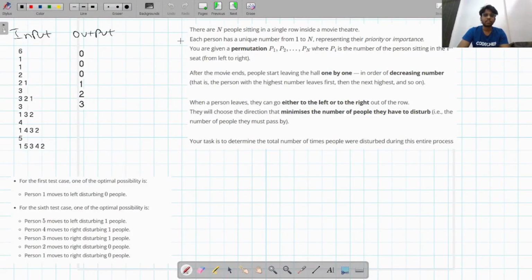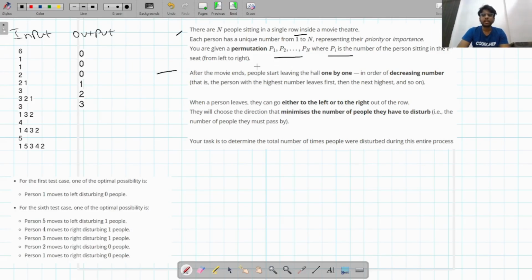So guys, this question is very straightforward. It says there are N people sitting in a single row in some movie theater, and each person has some unique number from 1 to N, and we are given a permutation P1 till PN, where P of i is the number of the person sitting in the ith seat from left to right.